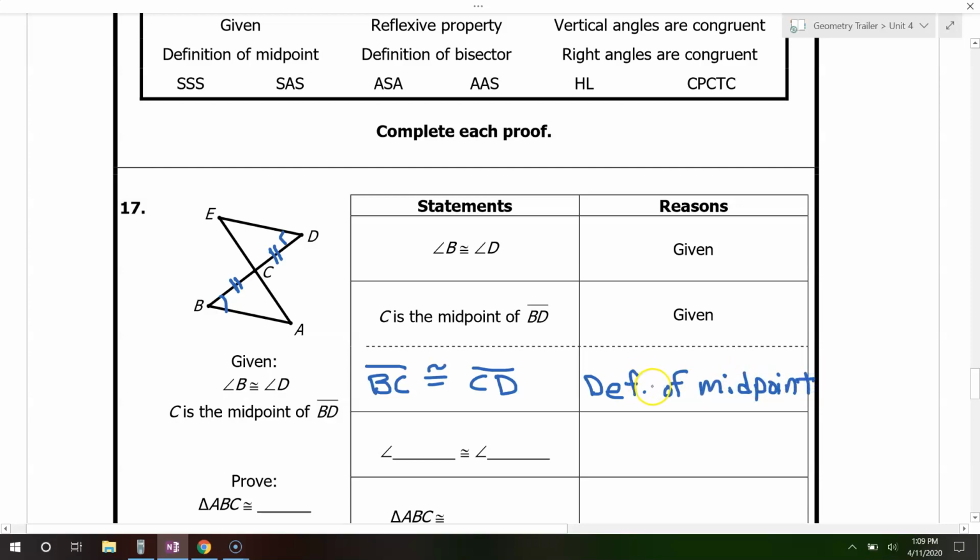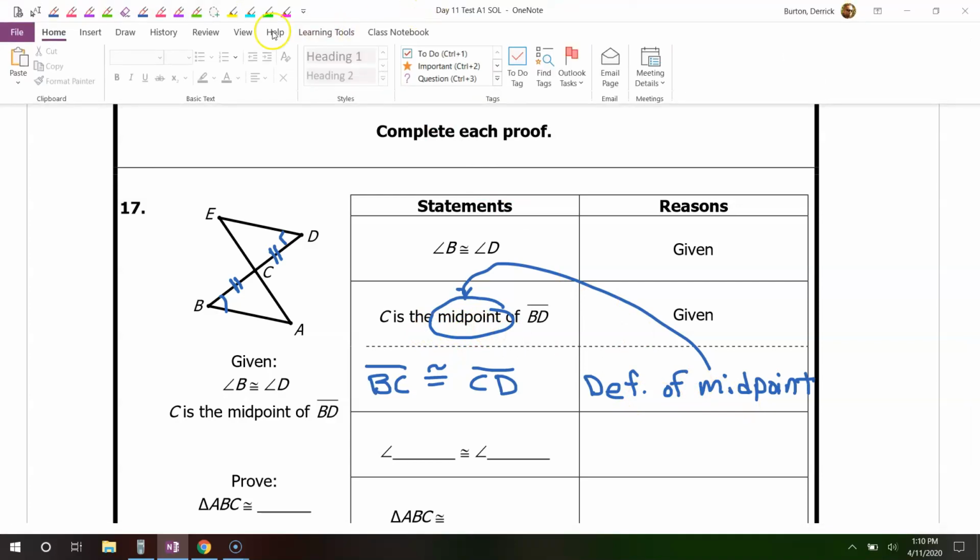Sometimes students aren't sure whether to put definition of midpoint or definition of bisector. For a hint, always look at the previous statement. If the previous statement says midpoint, it's probably going to be definition of midpoint. If the previous statement says bisect, it's probably going to be definition of bisector.